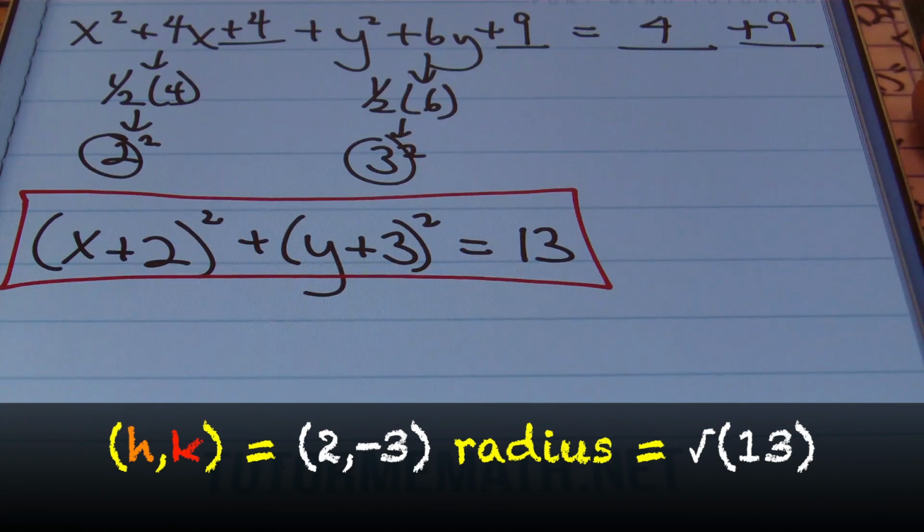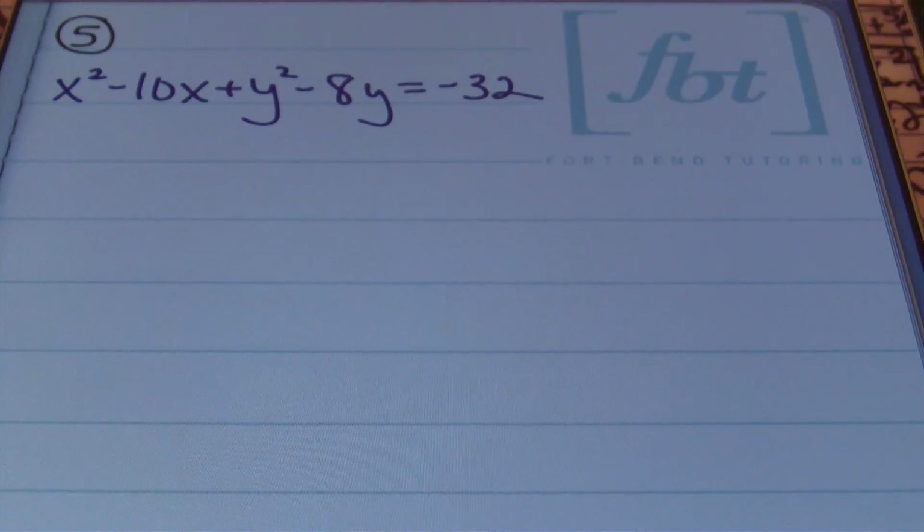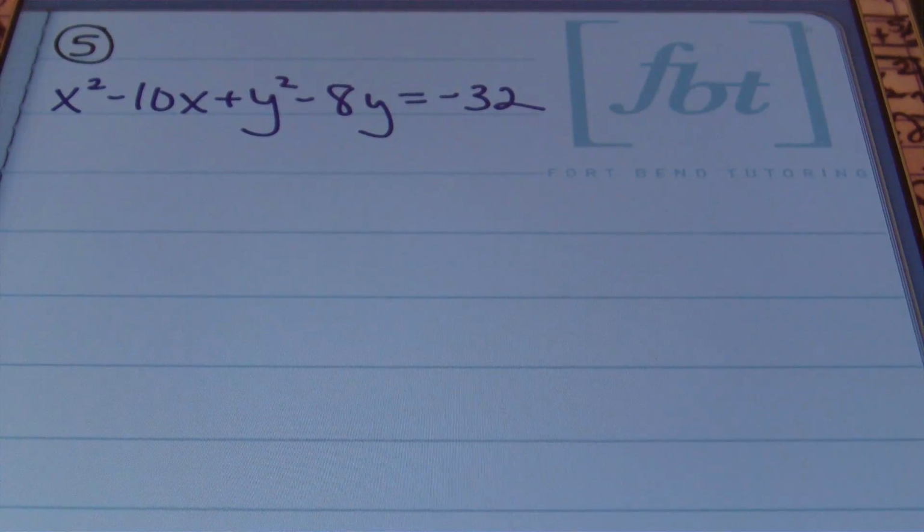And we're moving on to problem number 5 now. For problem number 5, we have x squared minus 10x plus y squared minus 8y equals negative 32. And this is close to the general form of our conic equation. And I'm noticing that this is going to be a circle.